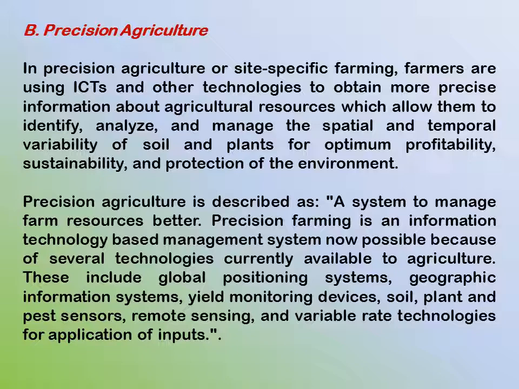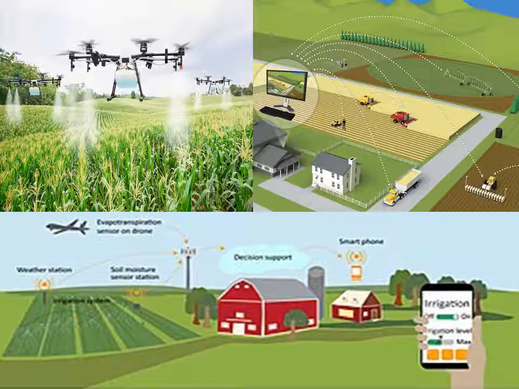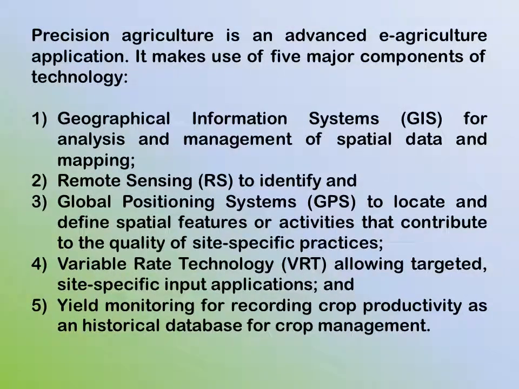So this is the system to manage farm resources better. That is called precision farming. A system to manage farm resources better. Precision farming is an information technology based management system, now possible because of several technologies currently available to agriculture. So e-agriculture goes beyond technology to promote the integration of technology with multimedia and knowledge. There are different components of e-agriculture.